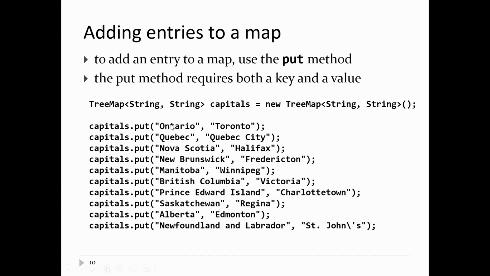The put method puts in a key paired with a value. So this is the map of capital cities mapped to provinces. Our key is the province, and our capital city is our value. So Ontario has the capital city Toronto, and so on and so on.